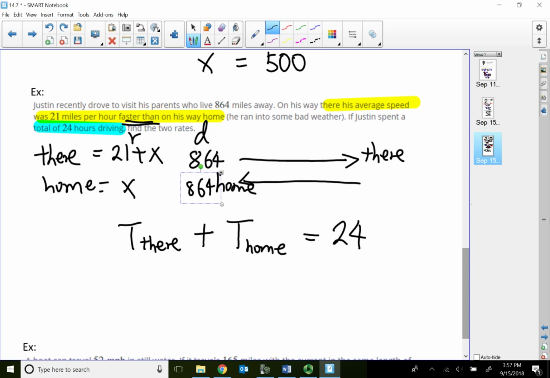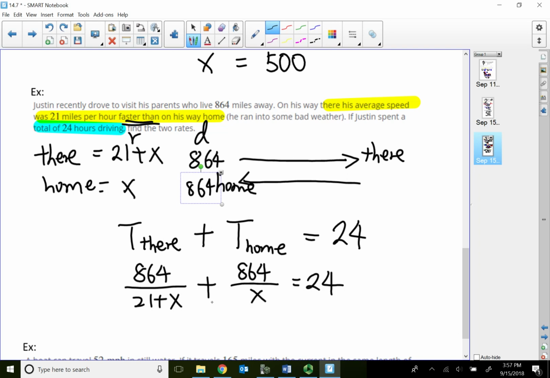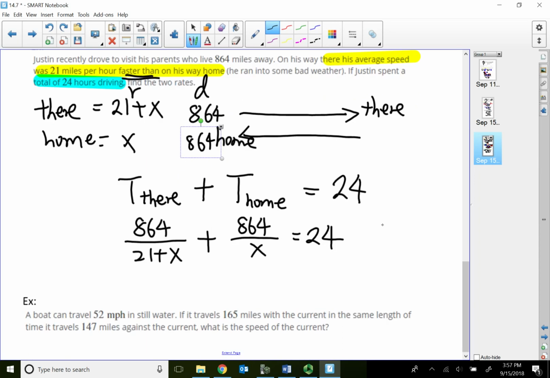So we know the distance got to be the same there and coming home. So the time to get there, distance over rate, plus the time coming home, distance over rate, together equal 24. So here I've got two different denominators, so my LCD got to be x times 21 plus x.